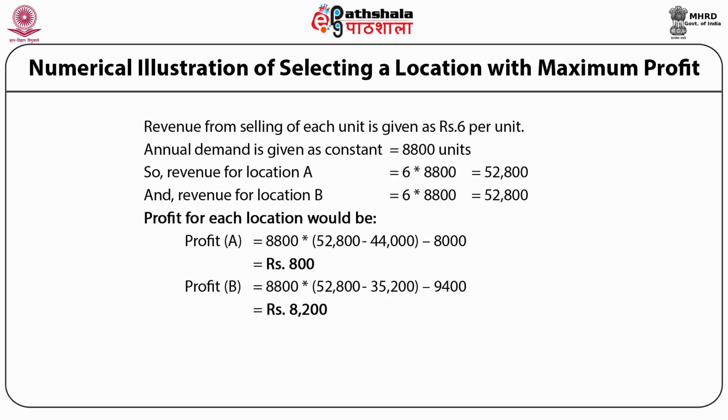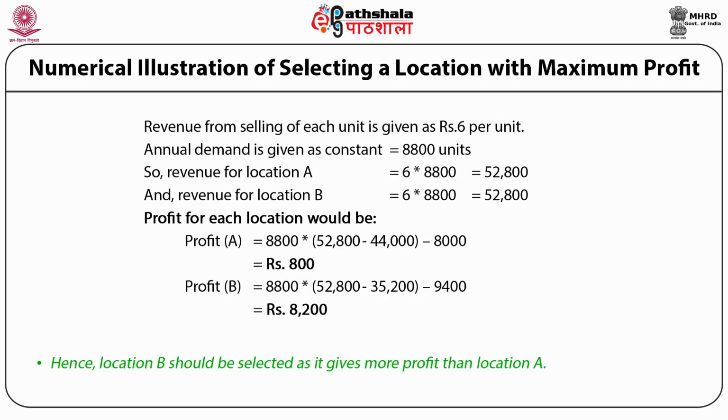By using the formula in equation 2 discussed in the previous slide, the profit for each location would be: profit for A is rupees 800, and the same formula applied to location B gives a profit of rupees 8,200. As the profit from location B is much higher than profit A, location B should be selected as it gives more profit than location A.